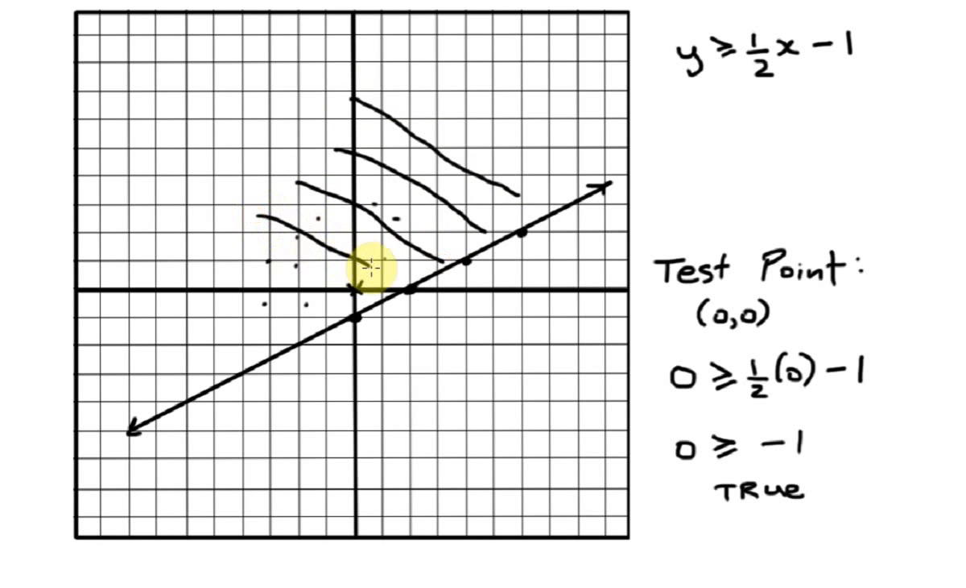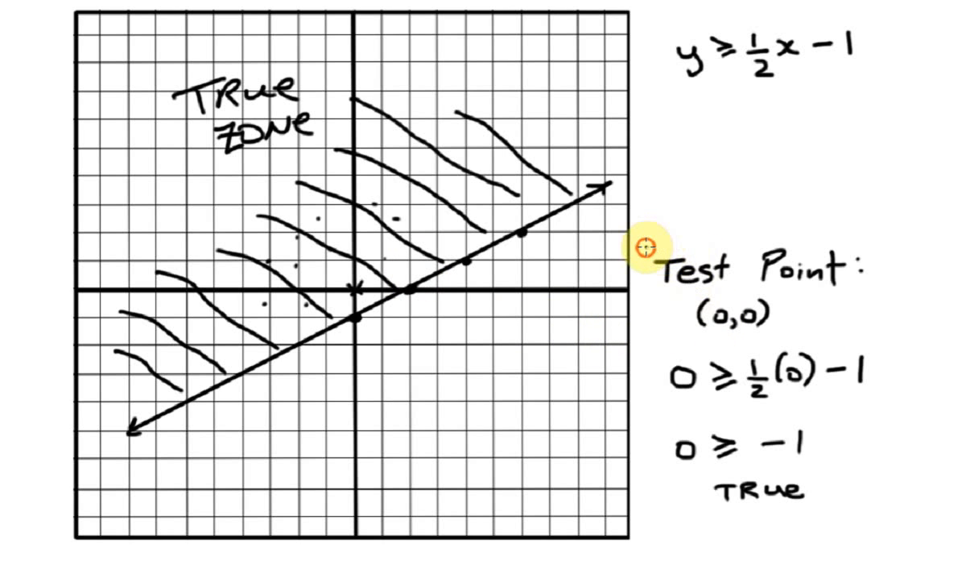So I'm just going to do a kind of a cheap little shading job here. That's good enough. It basically shows, yes, this is the true zone. Any of these points in this zone will make the inequality true. All right, so that is the one method that I like to use, the test point.